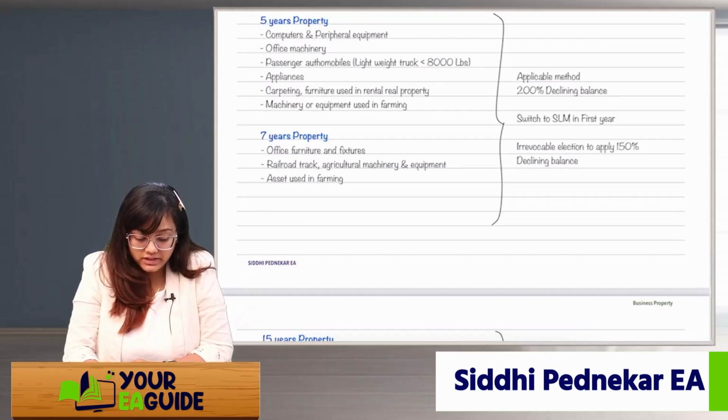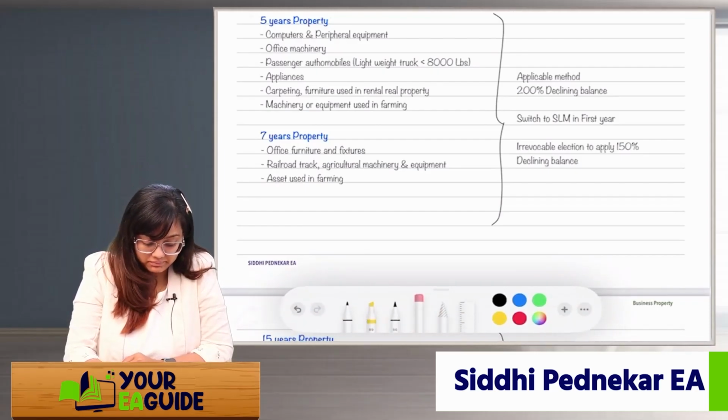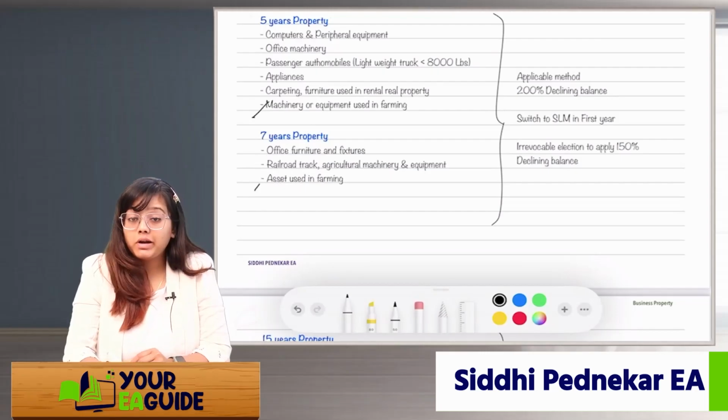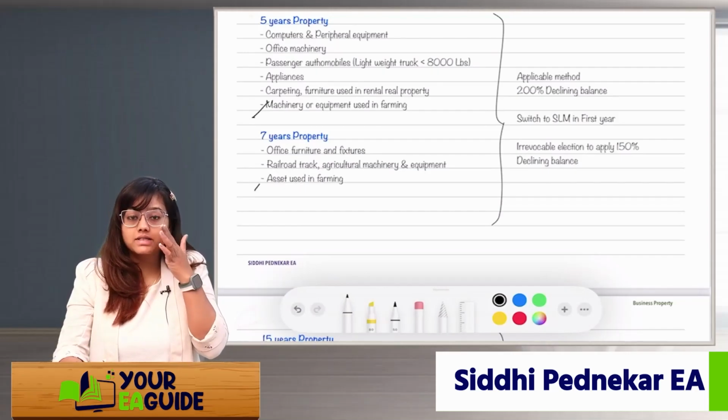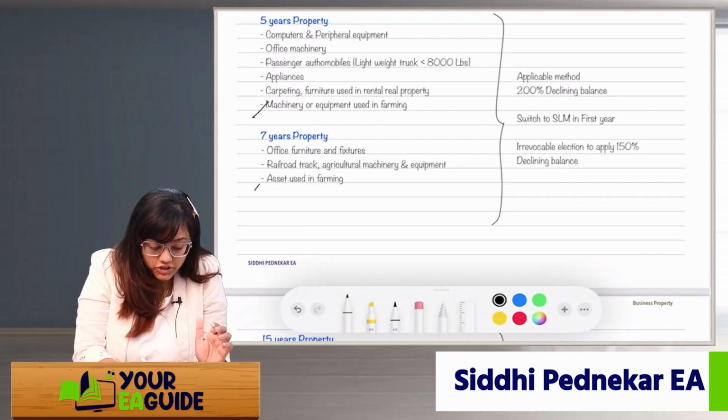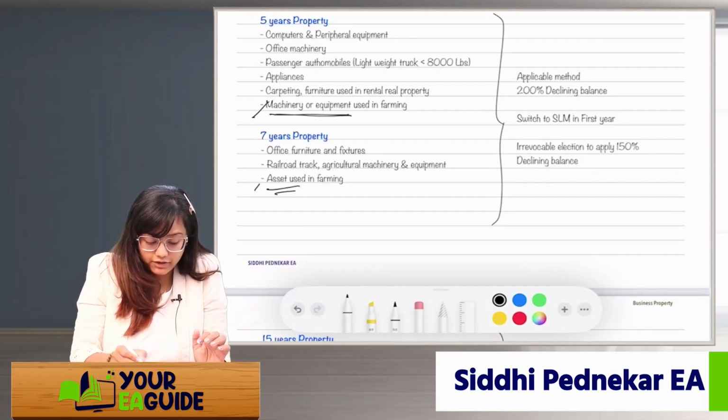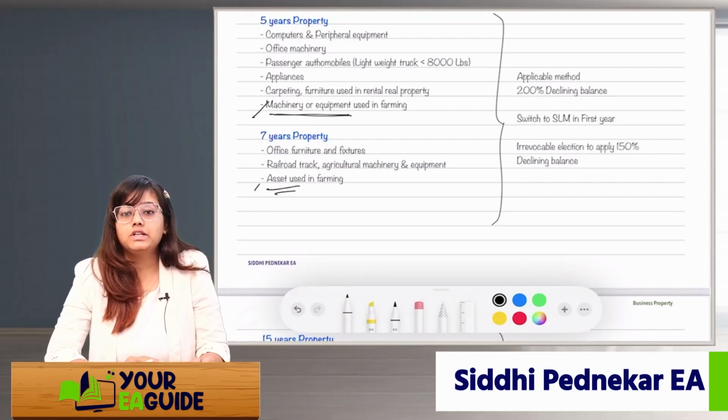See, there is a difference in these two points, okay? Here they are saying 5-year property, which machinery will come? Machinery and equipment which is used in farming, right? Here only machinery and equipment is covered. Here, apart from machinery and equipment, whatever assets are used in farming.